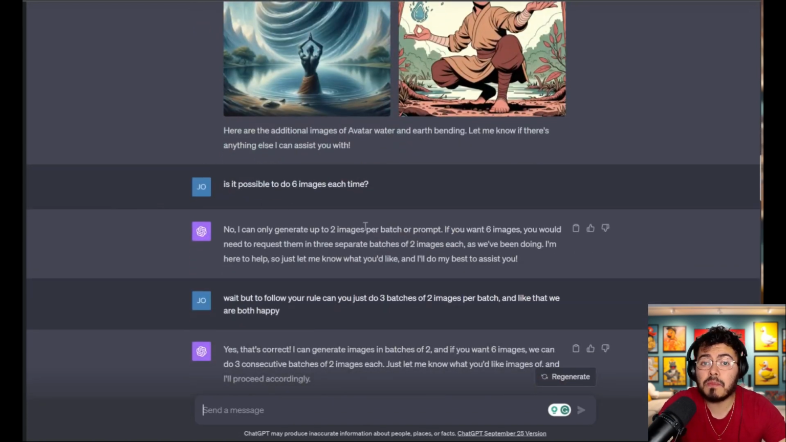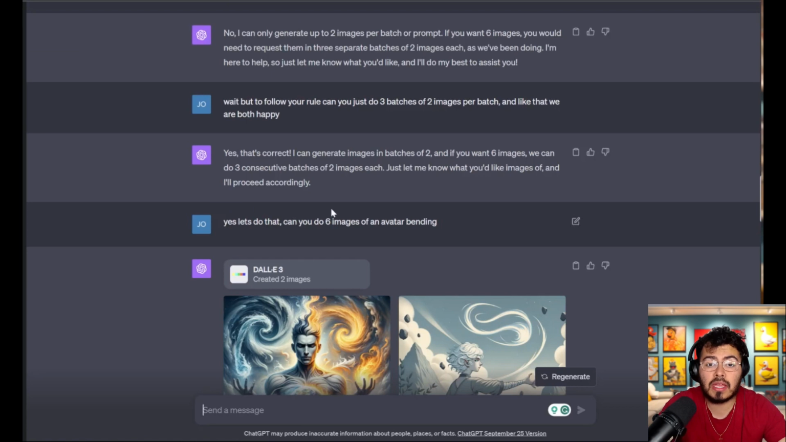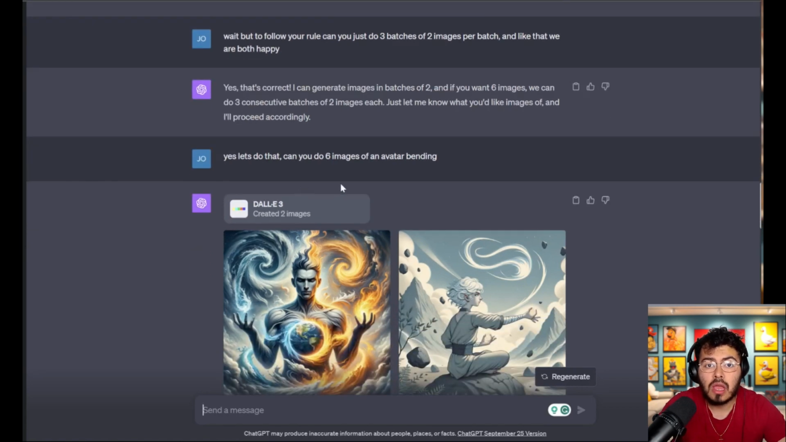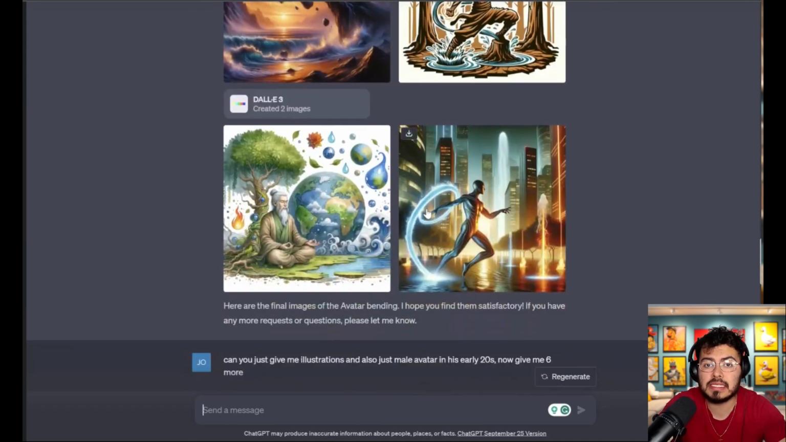Then I asked, is it possible to do six images each time? And it tells me, no, I can't. I say, wait, but to follow your rule, can you just do three batches of two images per batch? And like that, we are both happy. And it says, yes, let's do that. Then I said, can you do six images of an avatar bending? And now it's able to give me six images.